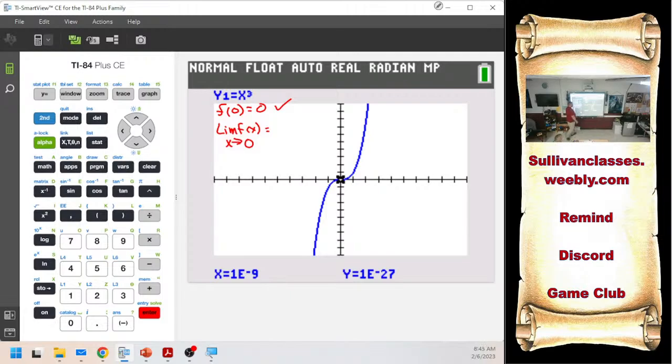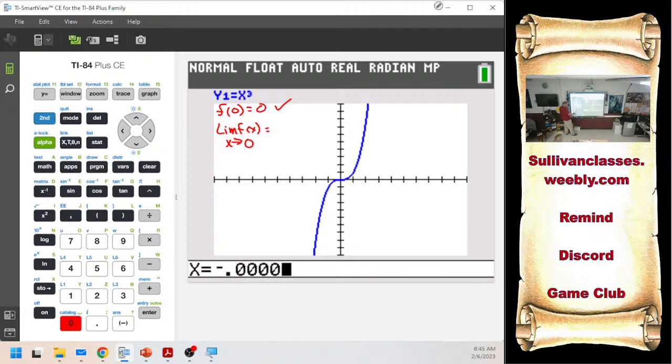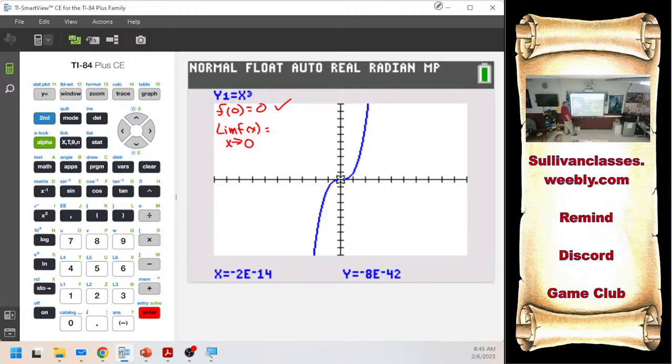practically 0. And if I go to the other side and say negative point, well, it says negative almost 0. So in both cases, as x approaches 0 from both sides, my y value is also approaching 0. And 0 equals 0, so all three aspects of it. This is your test, step 1, 2, and 3.